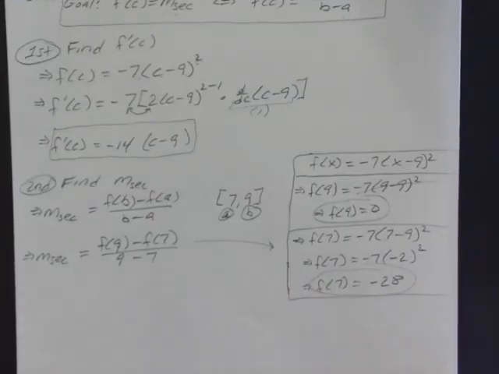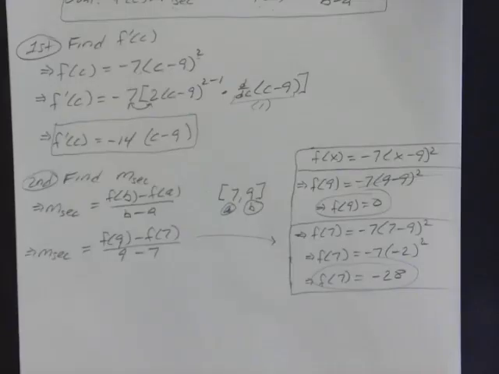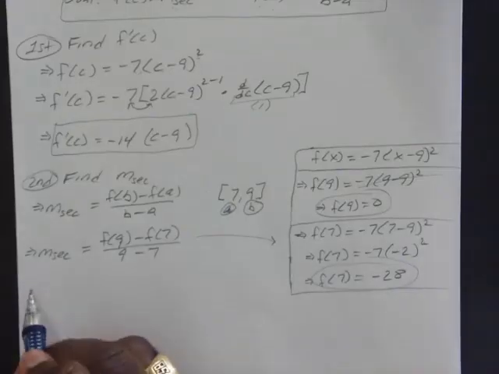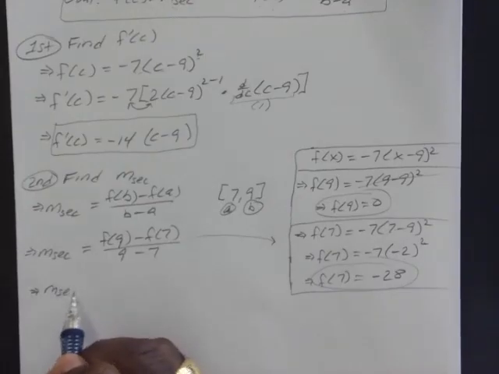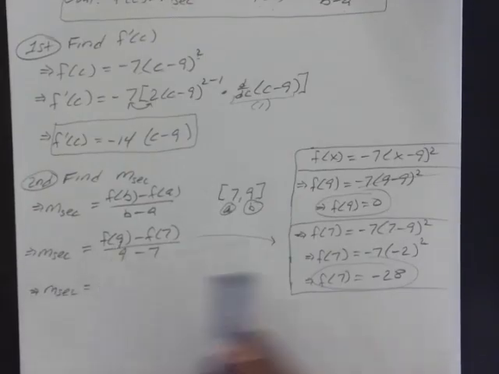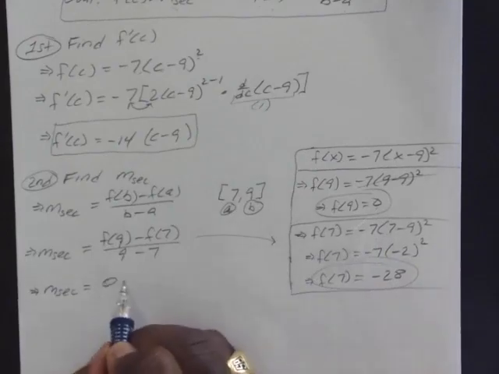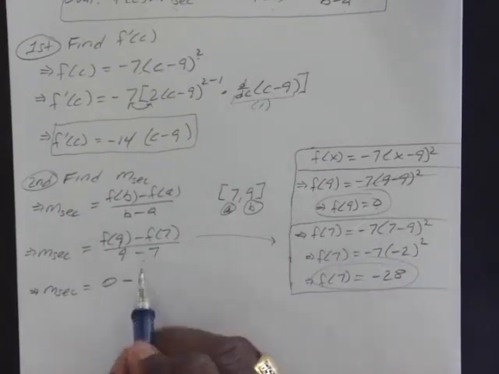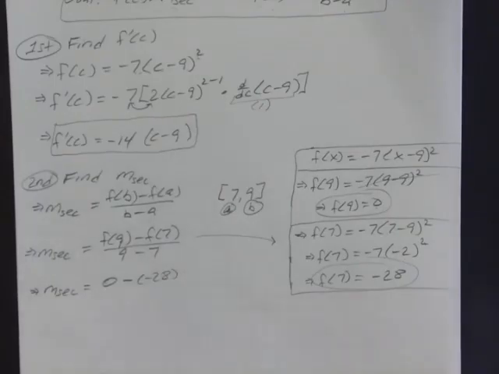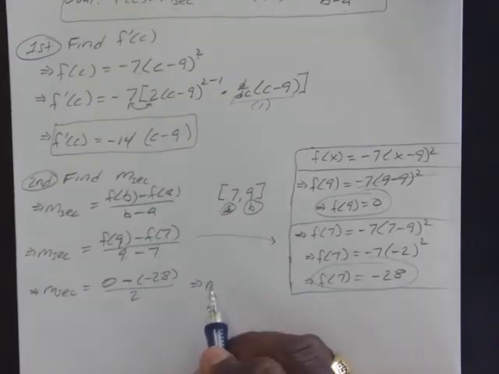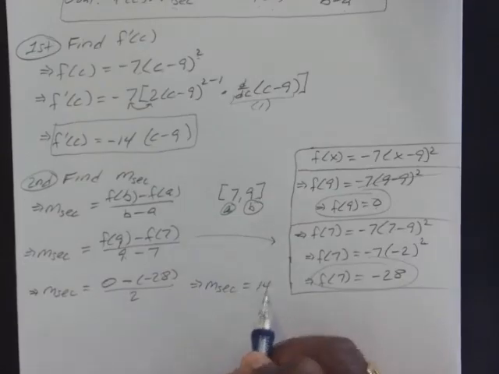And point a little arrow to that one. So that means our slope of the secant line is equal to f of 9, which is 0, minus f of 7, which is negative 28, divided by 9 minus 7, which is 2. So that gives us 28 divided by 2, which is 14. So we know the slope of the secant line is equal to 14.